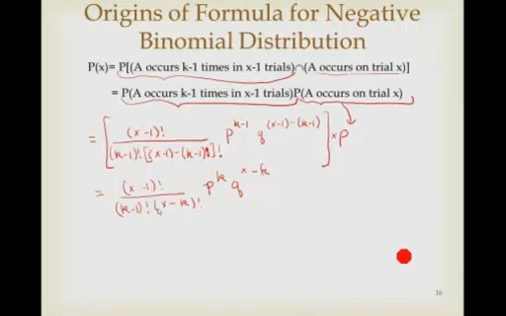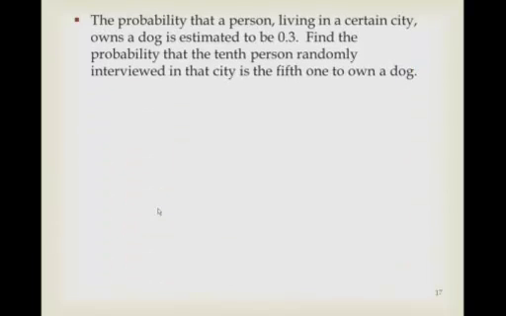So now let's go ahead and work another problem. The probability that a person living in a certain city owns a dog is estimated to be 0.3. Find the probability that the 10th person randomly interviewed in that city is the 5th person to own a dog. So if we do that, this looks to me like it's going to be using the negative binomial.